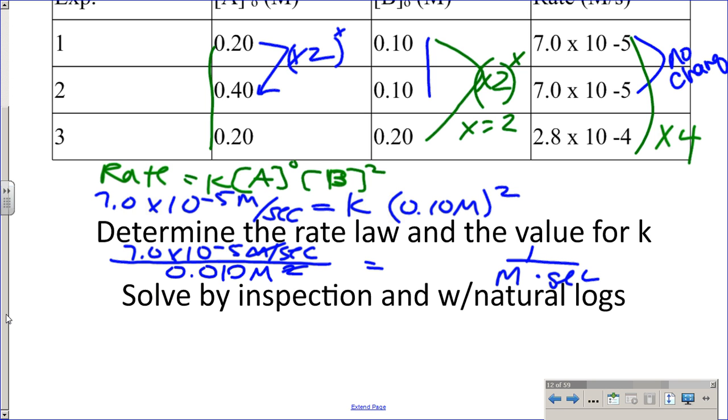Molar seconds. All right, and that value is 7 something. I know it's 0.07 because this is 10 to the negative 5 and this is 1 times 10 to the negative 2, so negative 5 minus negative 2 is negative 3. So 7 times 10 to the negative 3. Two sig figs, yeah.